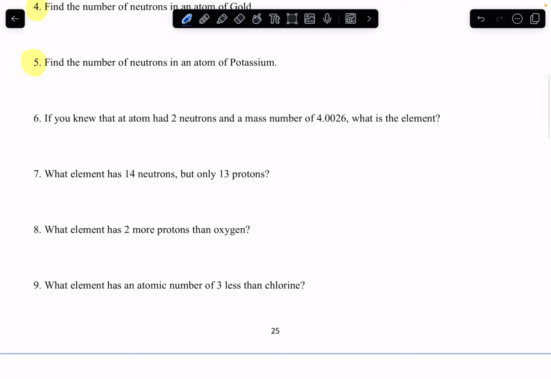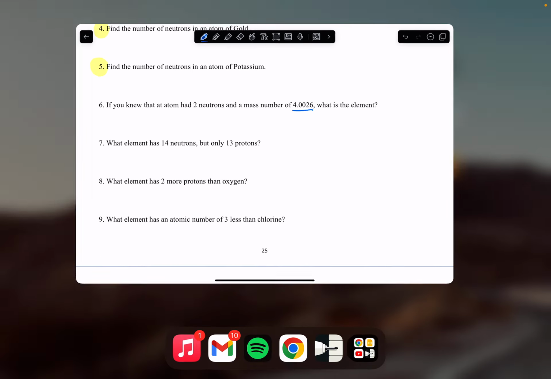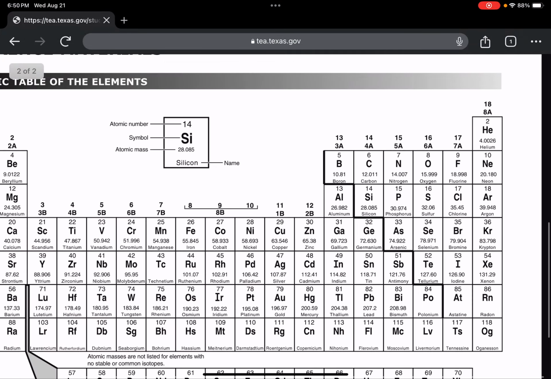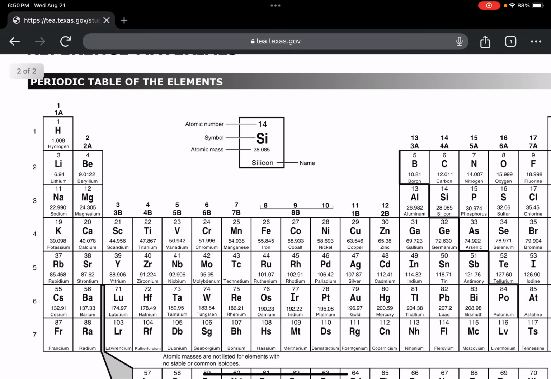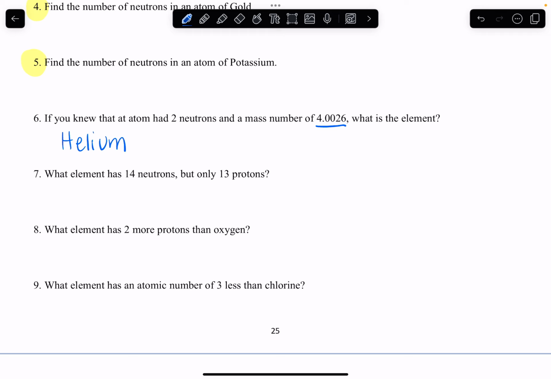Let's look at number 6. It says, if you knew that an atom had 2 neutrons and a mass number of 4.0026, what is the element? So this is a very small mass number, so it means it's going to be up towards the top of my periodic table. So let's go find it. 4.0026, see, we start at 1, and if we look across, oh, boom, 4.0026 is helium. So that's helium. It has 2 neutrons. So there's my answer.